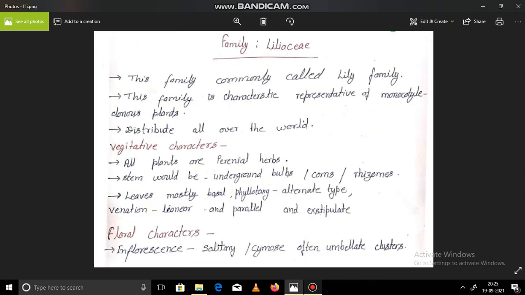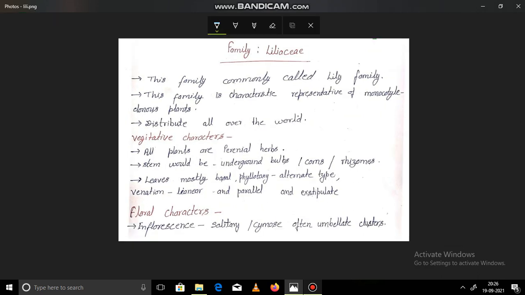As you can see on the screen, I have certain points written, and based on those points I'll be explaining. When it comes to family Liliaceae, as the name indicates, it's the family of lilies. Yes, all the lilies come under this family, and this family is the characteristic representative of all the monocots. So all the monocotyledon plants show the characteristics of this family. I have no need to explain what monocots are. You all know what monocots and dicots are.